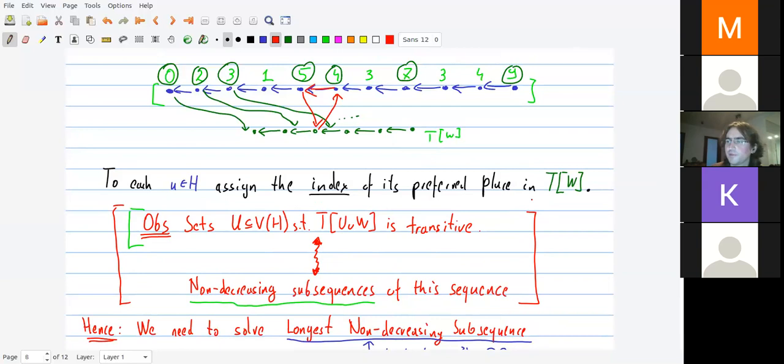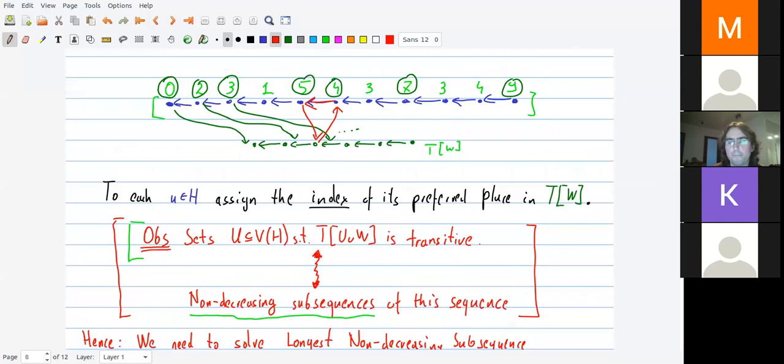I have a question. Yeah. Does this number in the green correspond to the place where these edges change their directions? Yes, yes. This is exactly the definition of it. So for instance, if I have here number 3, this means that I have outgoing edges to the first 3 guys here and incoming edges from the remaining ones. So now if you look at T of W together with this vertex, it will be sorted in between the third and the fourth vertex.